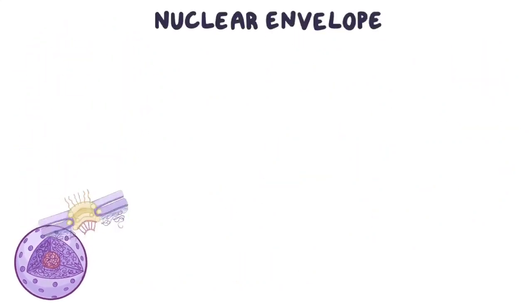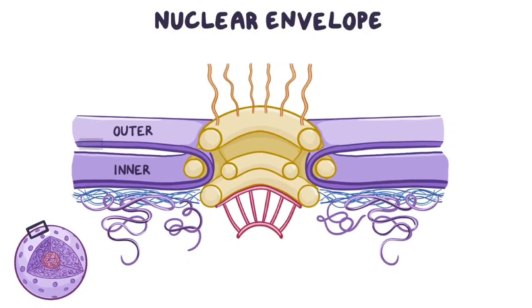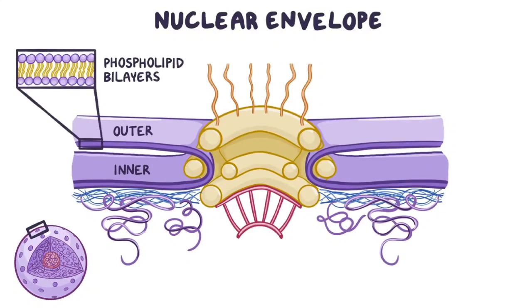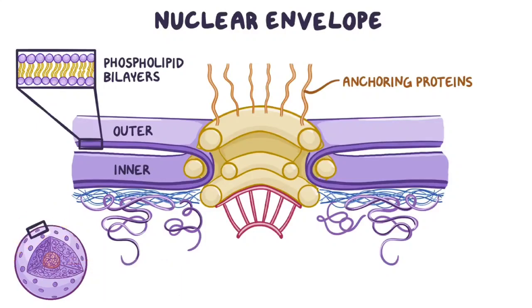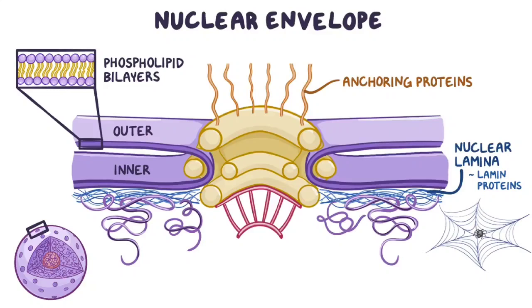Let's start with the nuclear envelope, which has an inner and outer membrane, both of which are made of phospholipid bilayers. The outer membrane has lots of anchoring proteins that allow the nucleus to remain suspended within the cytoplasm, like a puppet on strings. The inner membrane is covered by the nuclear lamina, which is a network of lamin proteins. These lamin proteins are thin filamentous proteins that create a dense protein web within the nucleus, kind of like a dense spider web. The nuclear lamina provides something for the chromatin to drape itself over, kind of like caterpillars hanging out all over those spider webs.